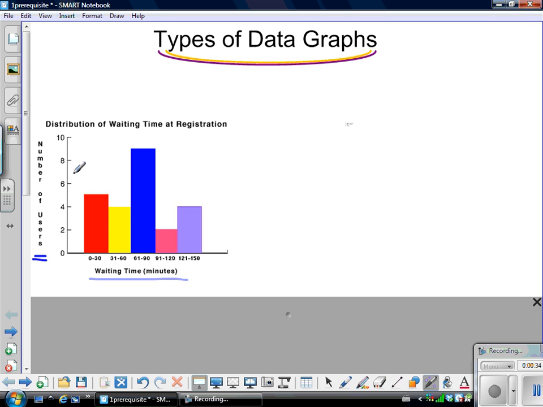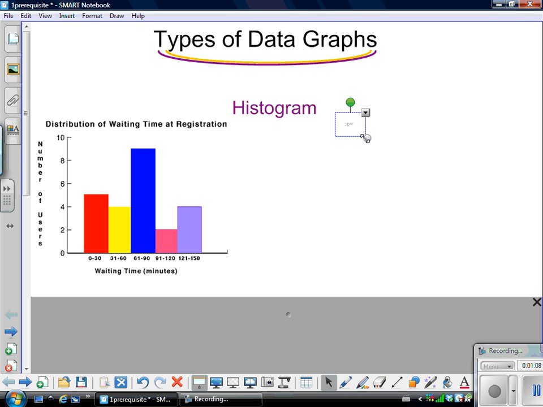Okay, so this type of graph, sometimes we call it a bar graph, but more commonly we're going to call it a histogram. There's a slight difference between a bar graph and a histogram. Now, when we look at something like this, you maybe remember doing a tally table, and you put the number of users, in this case between 0 and 30 minutes that they had to wait, and you ticked off, and the same thing for each of the other categories. And then you drew a bar graph type item.